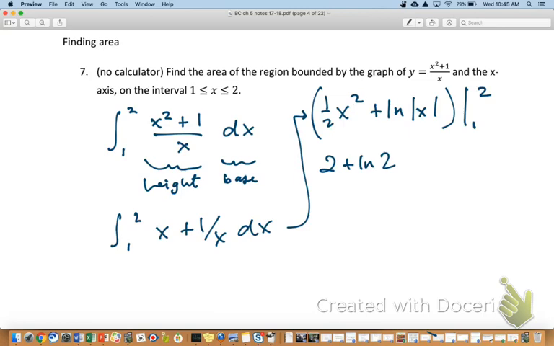And by the way, at this point, I can drop the absolute values because the absolute value of 2 is just 2, right? Minus 1/2 times 1 squared plus ln of 1. And ln of 1 is? 0. 2 minus 1/2 is 3/2. Do y'all get 3/2 plus ln of 2? Okay. Yes. And obviously approximate that with some decimal, but that's a great answer.